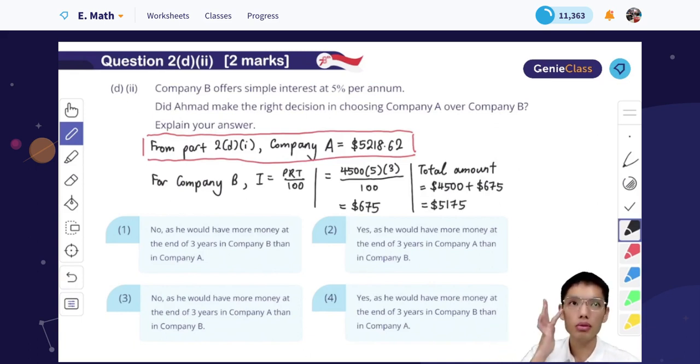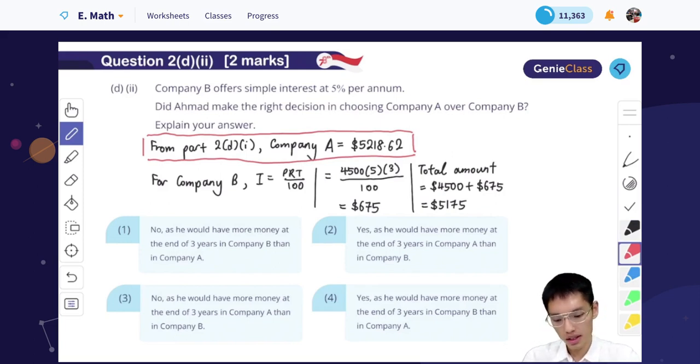So comparing between them, we know in this case company A will have more money. So let's look at explanations for company A. Did Ahmad make the right decision? More money he gets from company A. So the answer should be yes. 1 and 4 should be out.